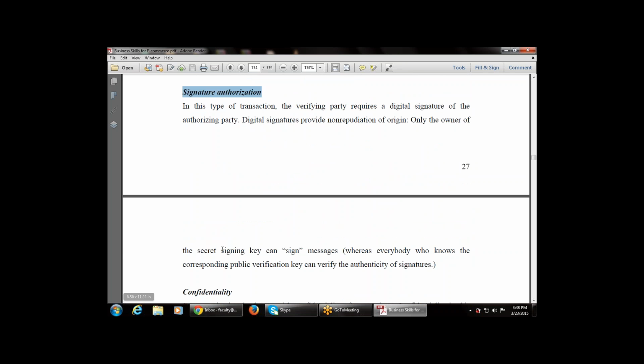Only the owner of the secret signing key can sign the messages. This is one of the important points. That's why it provides authorization. That is, only the owner of the transaction signs the messages, whereas everybody who knows the corresponding public verification key can verify the authenticity of signatures.